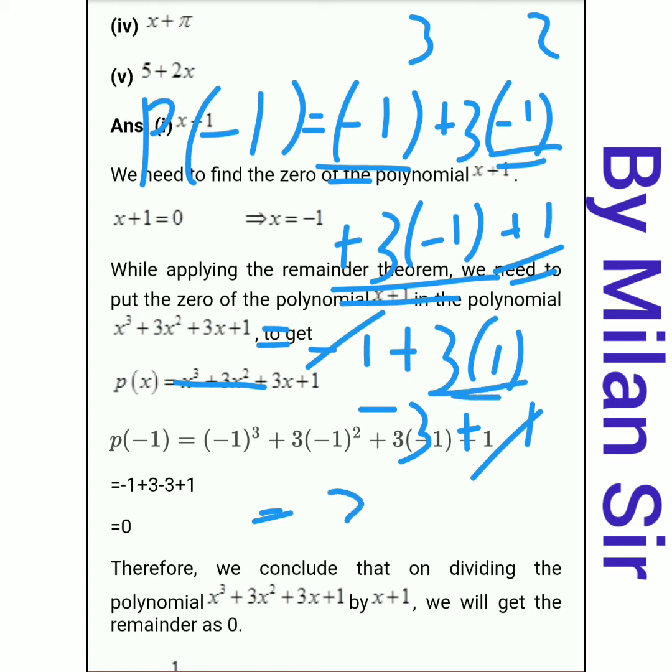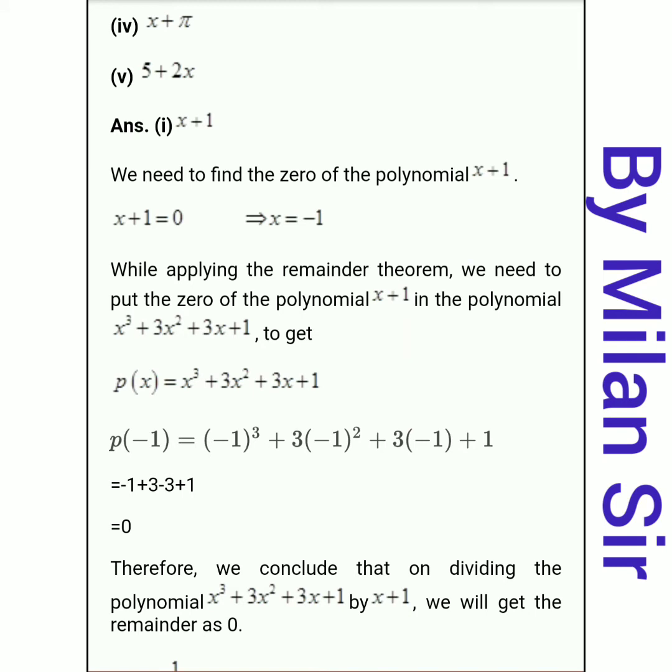Here 3 ones are 3, and 3 minus 3 is 0. So our answer of p of x is 0, and our remainder is also 0 because p of x is equal to r of x. So here we get 0. So at last we can write this: we conclude that on dividing the polynomial x cube plus 3x square plus 3x plus 1 by x plus 1, we will get remainder as 0.